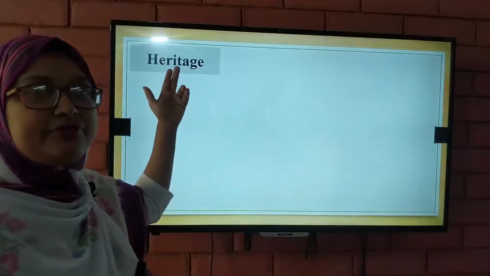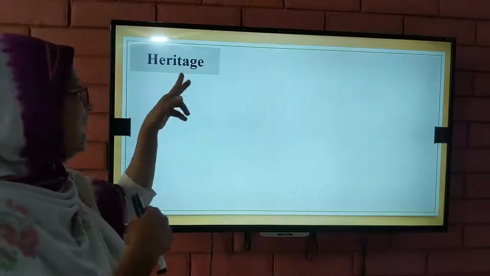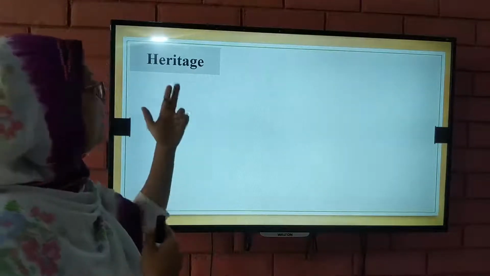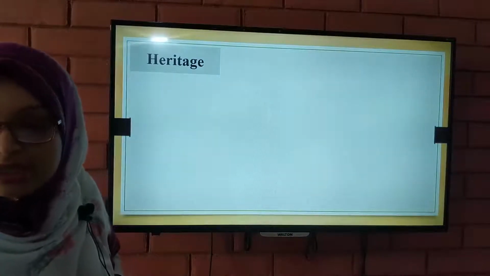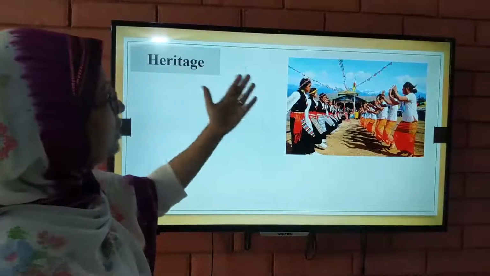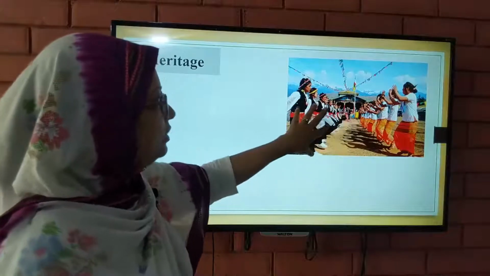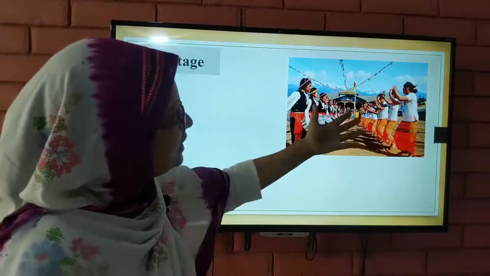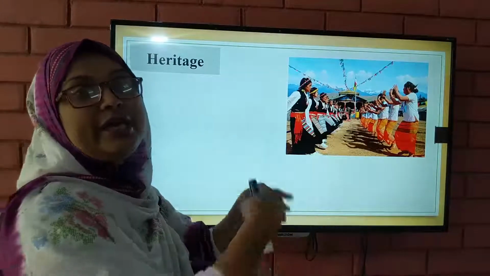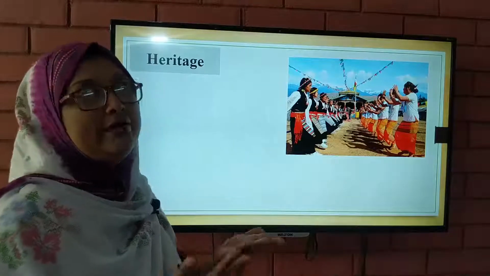Heritage. This is T and A, and as it is A, we will pronounce it heritage. Good. Now look at the picture. Can you relate what the heritage could be? This is the culture. It shows that they are ethnic people and they are following their culture. And how do they get these cultures? They got it by their heritage.